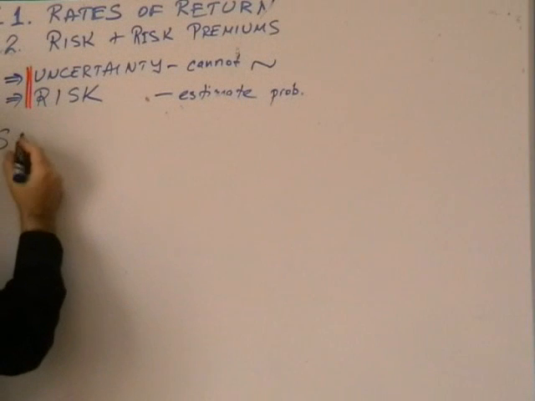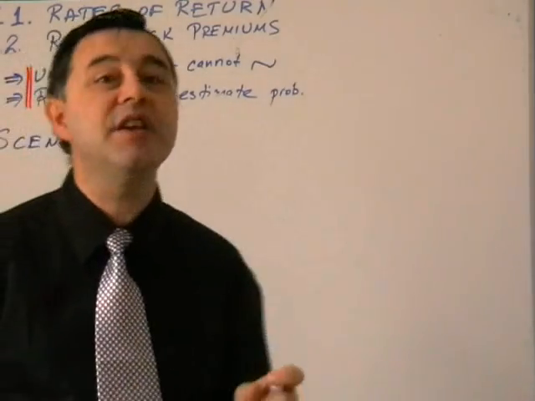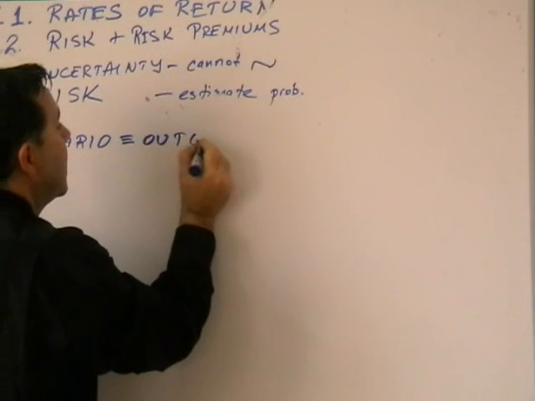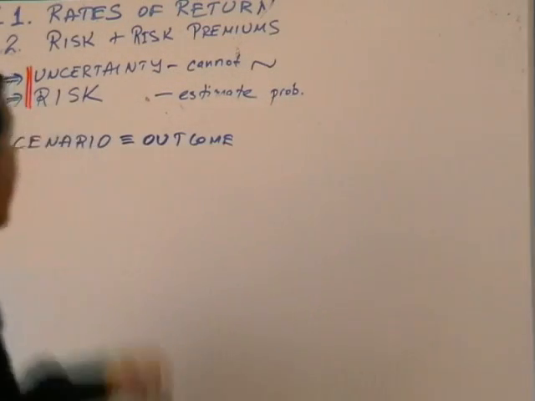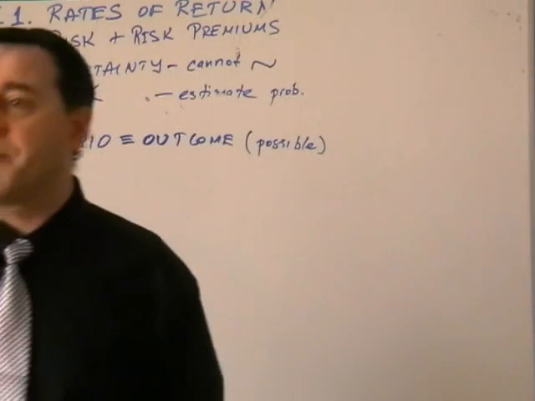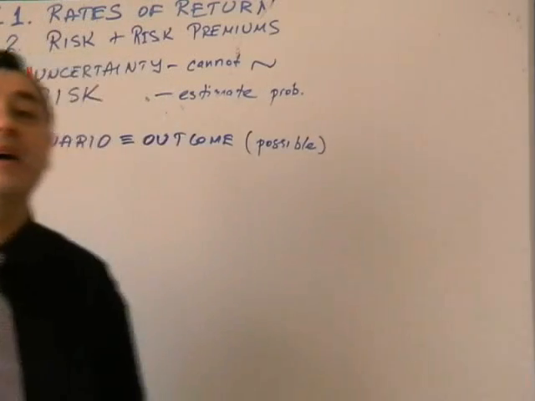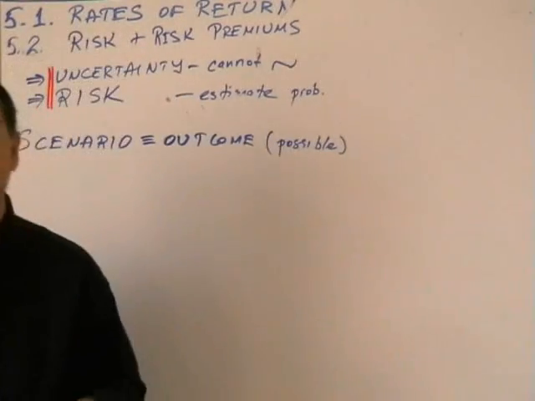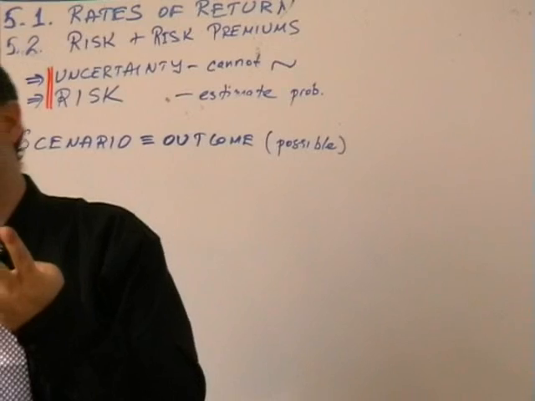We do this with so-called scenarios. A scenario essentially is an outcome. Scenario is more or less synonymous with outcome. At least the textbook says, possible outcome. The classic example is the good scenario, or the good outcome, and the bad outcome. In business, they prefer to use a different concept: the optimistic scenario, the expected scenario, and the pessimistic scenario.